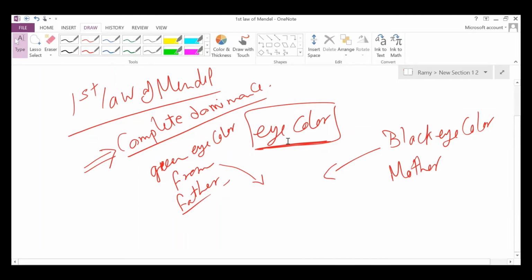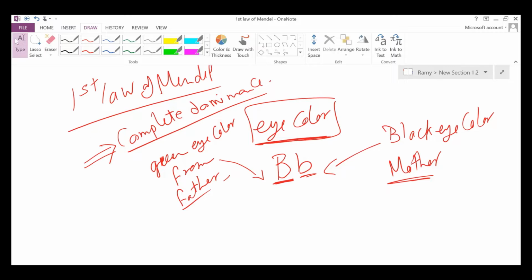So at the end, let's say B capital, B small. I'm getting the B capital from the mother, which is for black eye color, which is dominant in the Middle East, for example, and B small we get from the father because it is green eye color. In general, eye color is controlled by more than one gene, but I'm just giving the easiest and most obvious example for all of us.